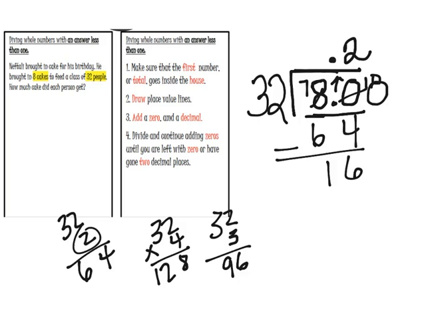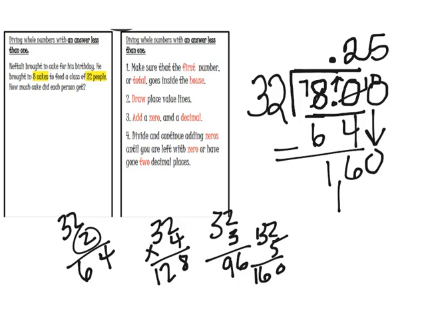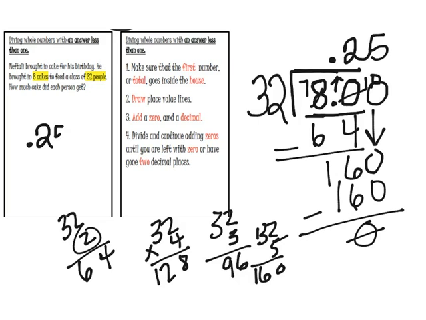So we keep adding zeros and bringing it down. So 32 into 160. Let's try 5. Okay, so 5 is 160. And we get 4. So our answer is 25 hundredths of a piece of cake.